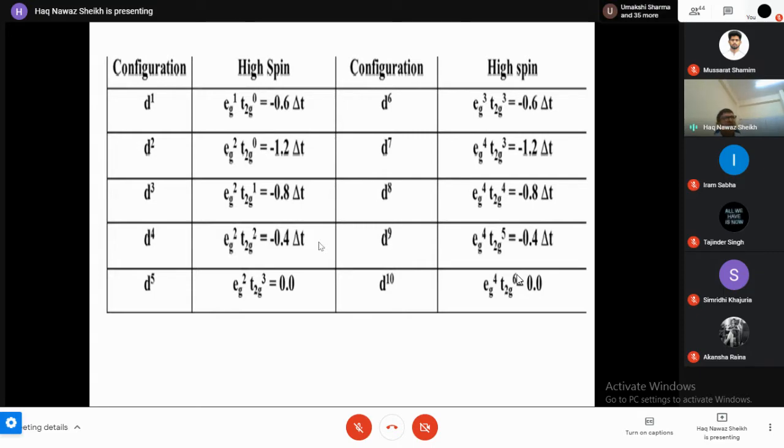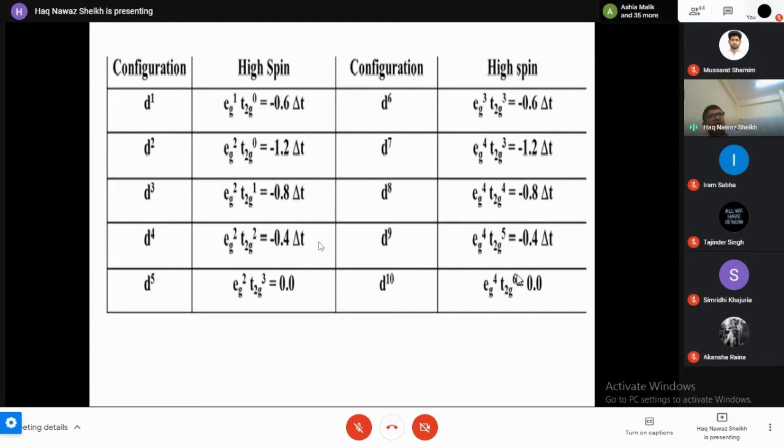complexes were D2 and D8, right? And in the case of octahedron, that value was minus 1.2. And in the case of, not D2 and D8, it was D3 and D8. Was it D8? Yeah, D3 and D8. Vanadium 2 plus and nickel 2 plus. These were the two situations, D3 and D8, which represented highest crystal field stabilization energy in high spin complexes.